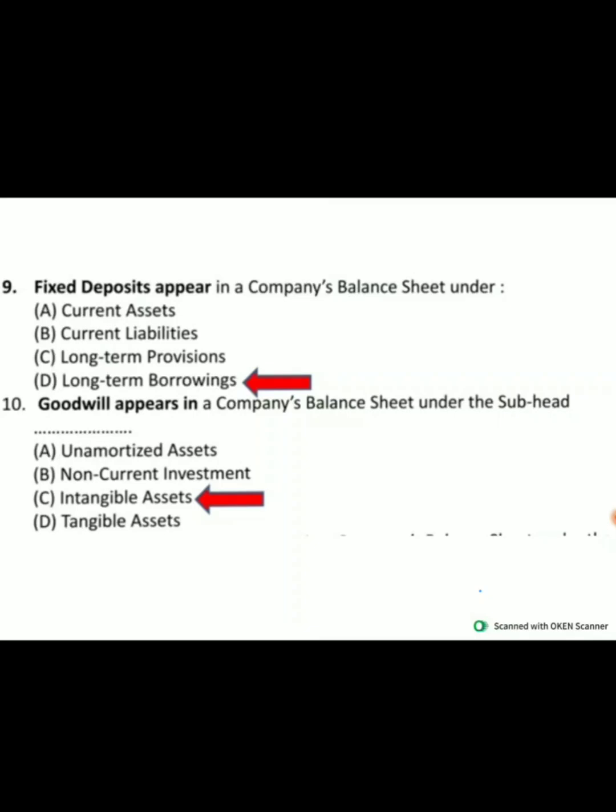The main head is non-current assets itself. Goodwill is a non-current asset. Out of that, again there are two types of assets, tangible and intangible. Especially it is an intangible asset.